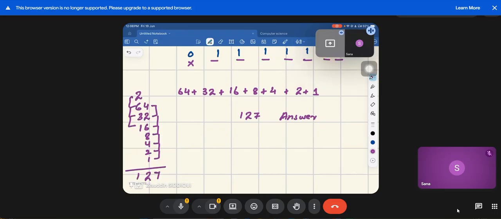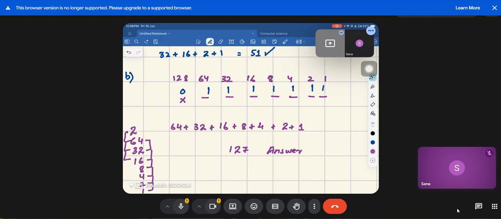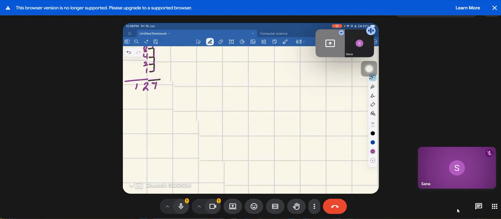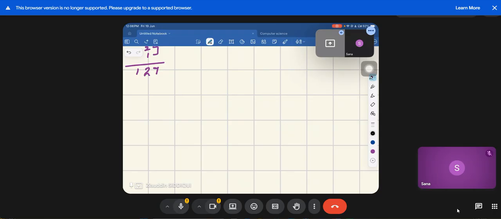I hope this example is clear as well. Now we are going to learn how we are supposed to convert from denary to binary.